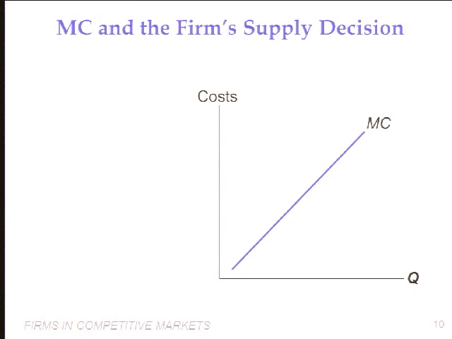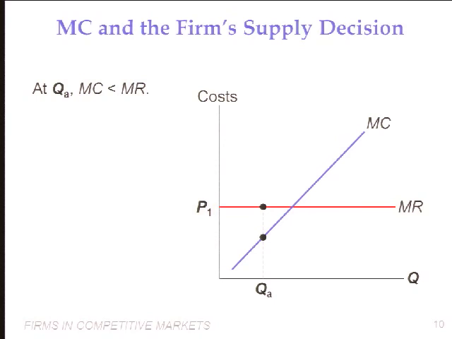Okay, so if the price is P1 and the marginal revenue is in fact P1, then if I was producing just QA, I would not be maximizing profits. Why? Because at that particular quantity, the marginal revenue is above the marginal cost. Hence, it's in my interest to move beyond QA and produce more. And I continue in that pursuit, and all the while I'll be increasing or raising my total profits.